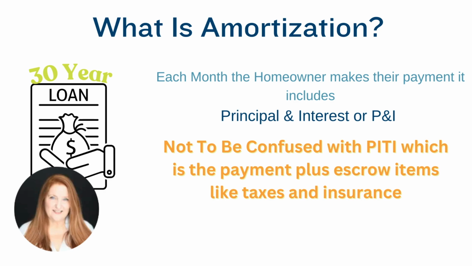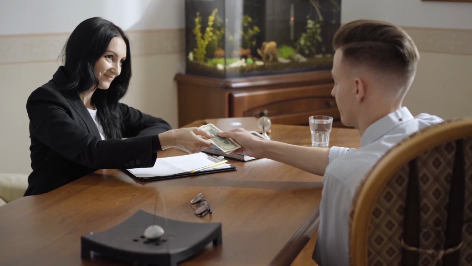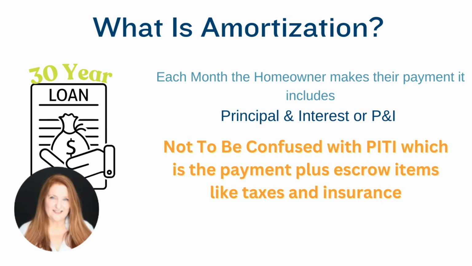And remember, if you've been watching my channel or if you've ever talked to me, you know bank fees are the enemy, right? So when you're making your payment though, just don't be confused about the fact that the full payment actually includes escrow items like taxes, insurance, and you also have HOA to consider. So when applying for the loan, that's all going to be incorporated, but for the purpose of amortization, we're just going to look at principal and interest.